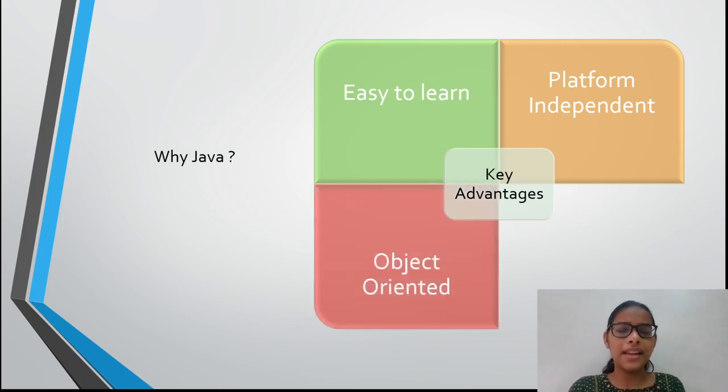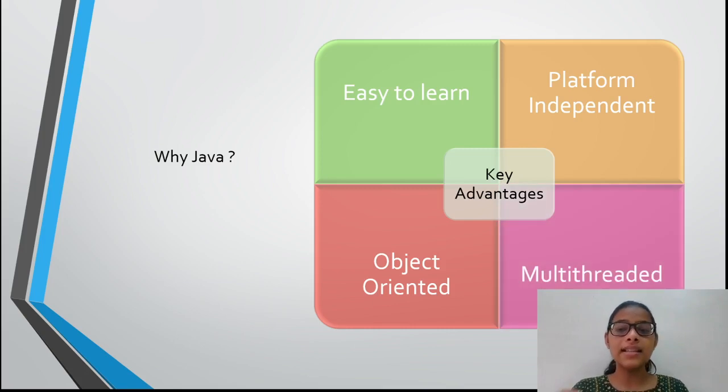Next, very big key advantage is it is object oriented. What are objects? Objects are analogous to the real life things such as phone, book, paper, pen, even dogs, cats, persons, etc. So Java is an object-oriented programming language. Next, it is multi-threaded language. So a program can perform multiple tasks at the same time. So these were some key advantages of Java.